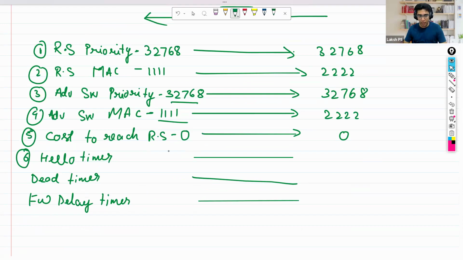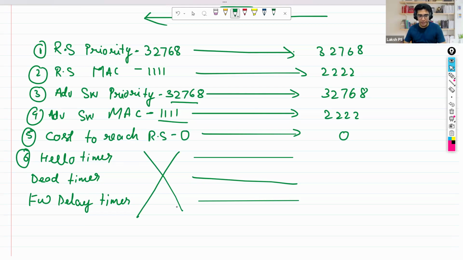However, for the election purpose, who will become the root switch? Which interface will become the root port? Which interface will become the designated port and the blocked port? The timers do not play a role. That is why I was emphasizing the first 5 points. The timers do not play a role in deciding which is the root switch, or in the election purpose.